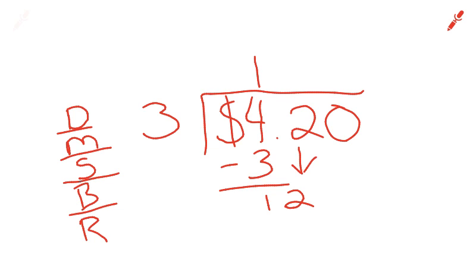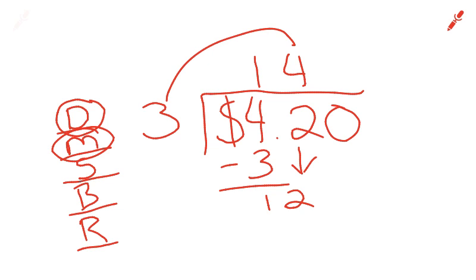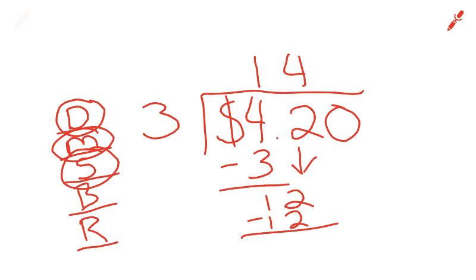Do our brother's step of bring down. And now we do our rover step of repeat or remainder. It's not time for remainder, so it's time to repeat. And repeat, we just start again and go up to the top. We'll do our dad step of divide. How many times does 3 go into 12? 3 goes into 12 4 times. Do our mom step, multiply. 3 times 4 is 12. Do our sister step of subtract. 12 minus 12 is 0. Do our brother step of bring down.